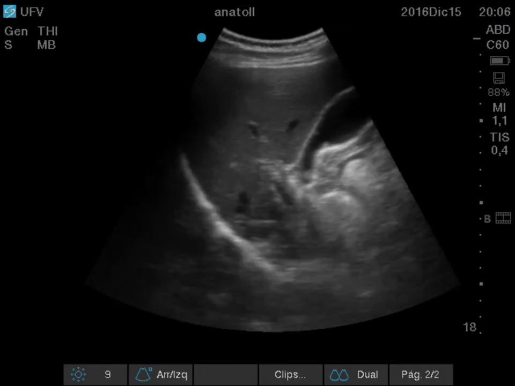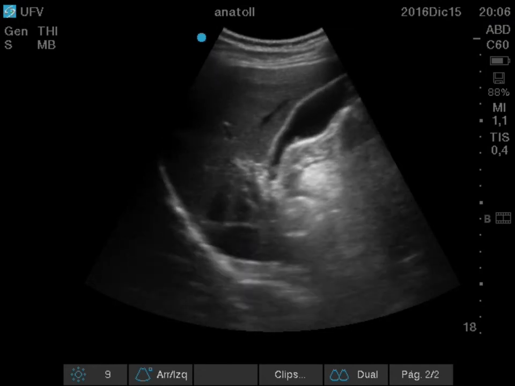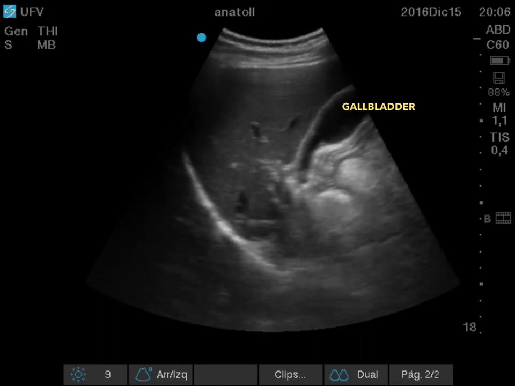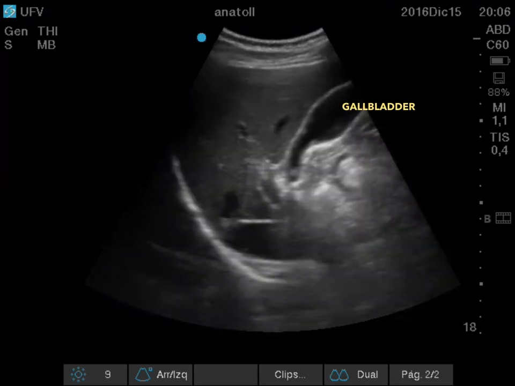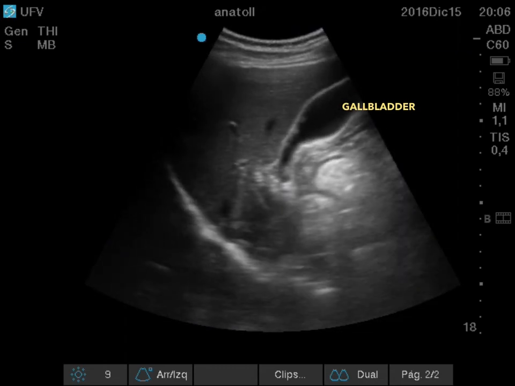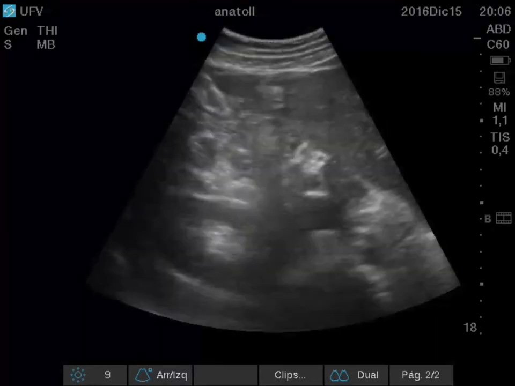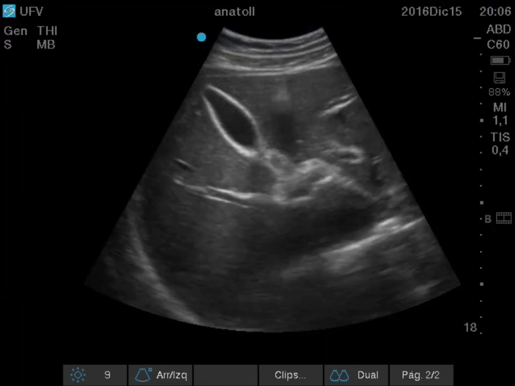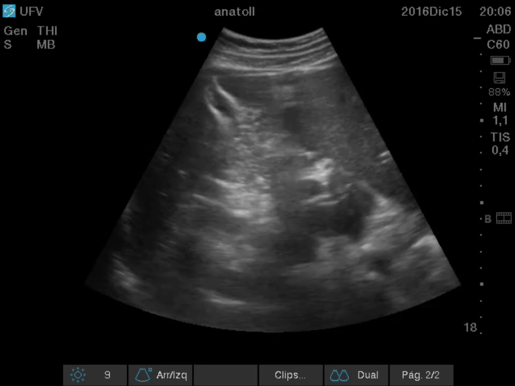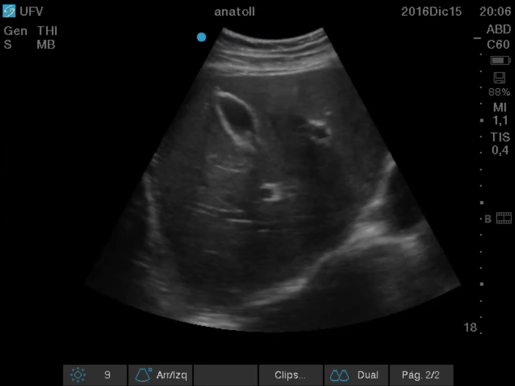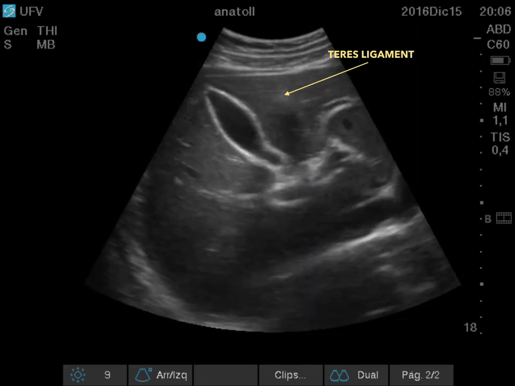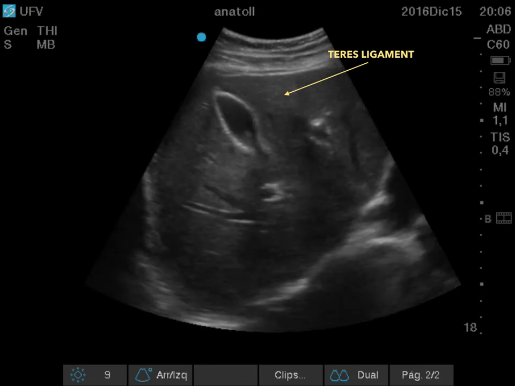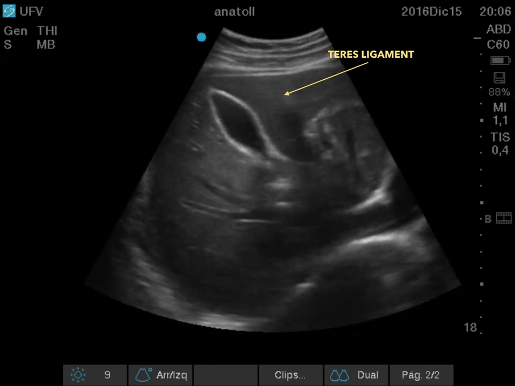In the next cut, we are looking at the big fluid-filled structure, which is the gallbladder. The gallbladder is touching the inferior side of the liver, and the deepest part of the gallbladder is touching actual bowel gas. From time to time, we can find a structure with shadow, which looks like a calcification or an abnormal structure, but it's not. It's the teres ligament. You see it between the left and right liver lobes, and immediately left to the gallbladder in this cut.